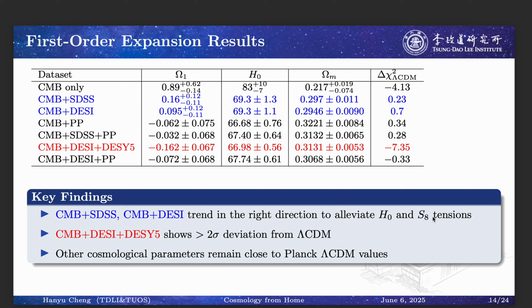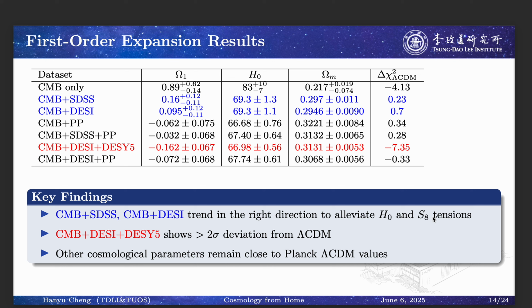As you can see here, if we consider CMB only, it gives a very rough estimate for the parameters. And if we add BAO data, this CMB plus BAO gives a larger H0 value and a smaller omega m value, which is in the right direction to alleviate the H0 and S8 tensions. But if we include the supernovae data, the values of H0 and omega m come back to the lambda value.